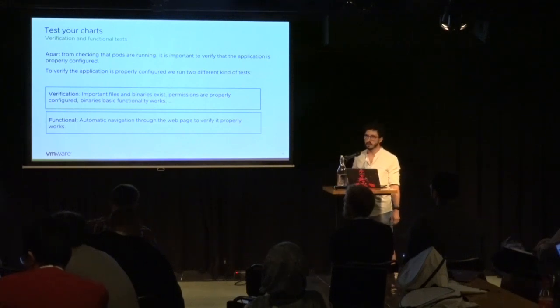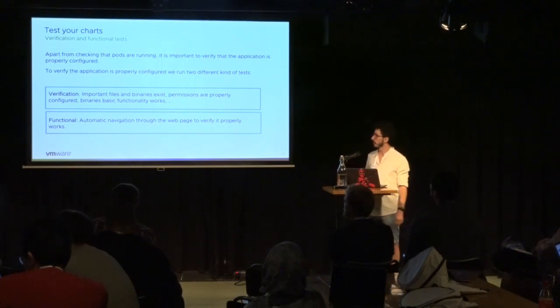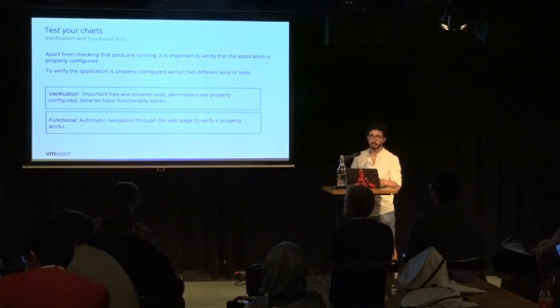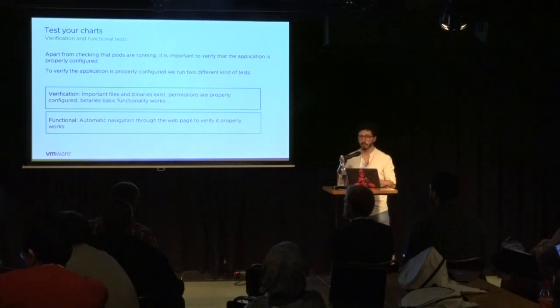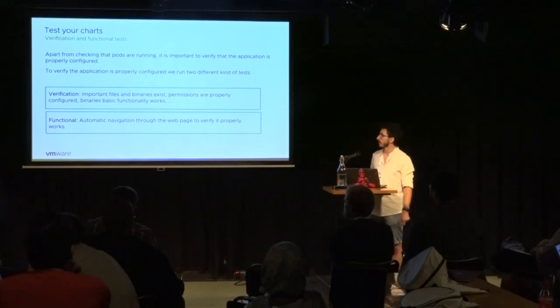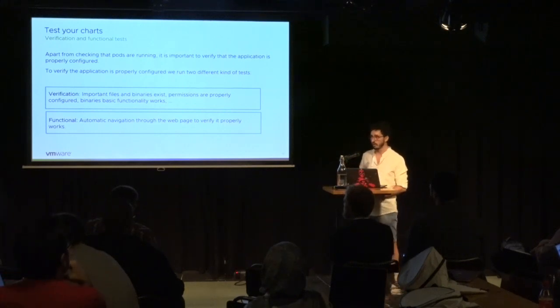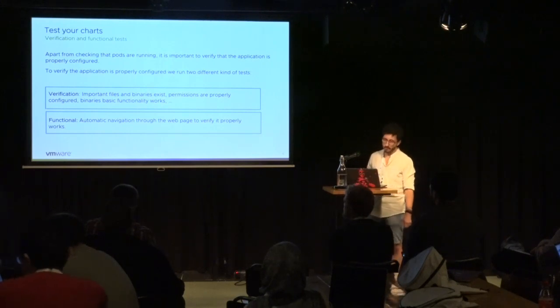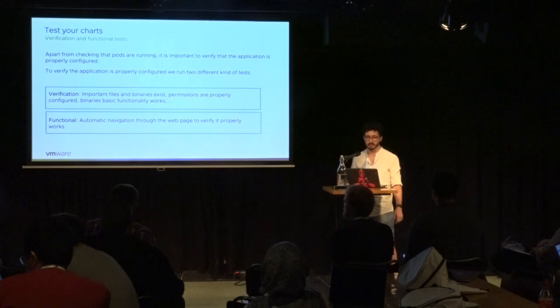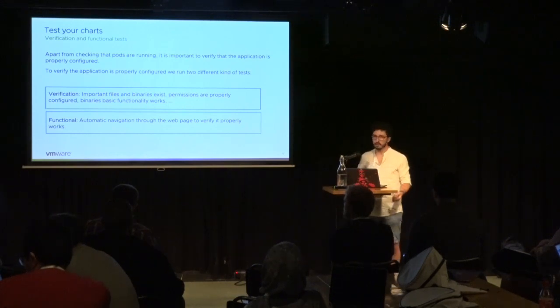Having the pods running, having the deployment in a stable state, doesn't mean that the application is properly configured. For example, you can have a service not exposing a port. You can have wrong labels in a deployment. At the end, the application is not working, although the deployment is stable. So we run verification tests and functional tests.